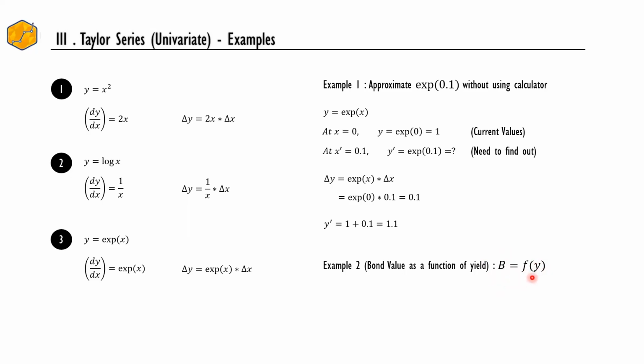So look at this. This is just an output. This is the input. Yield is the input. Bond price is the output. I can approximate the change in bond value when the yield changes by a little bit, correct? Using Taylor series. So we proceed like this. Delta V is the first derivative times delta Y.